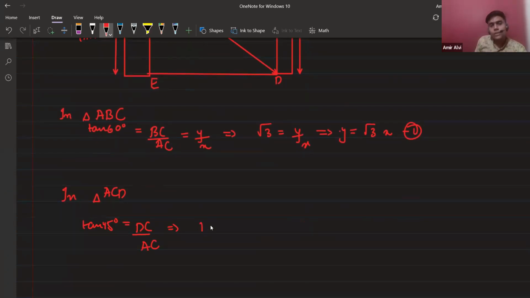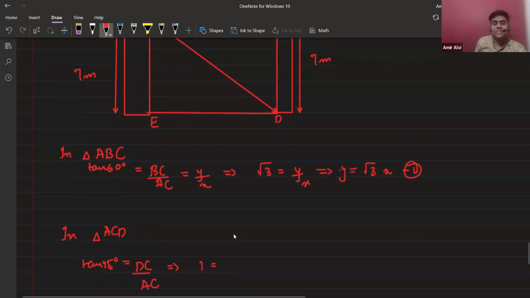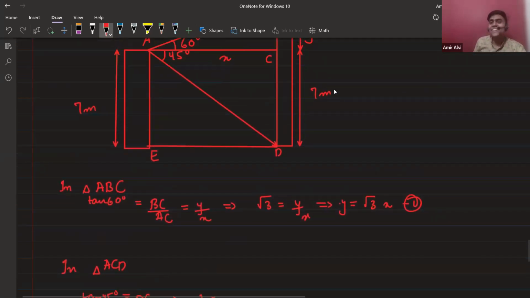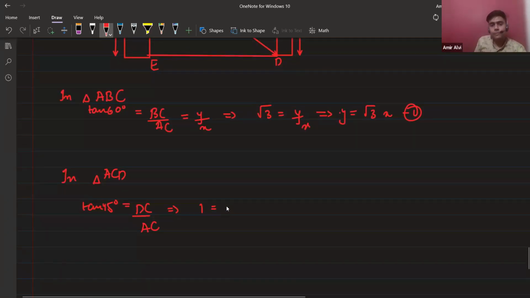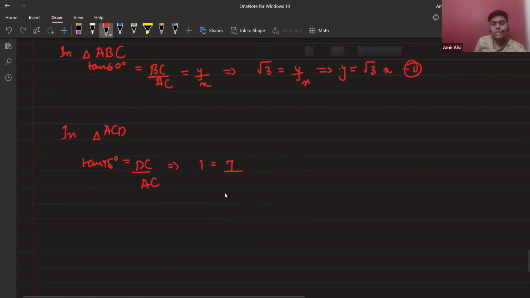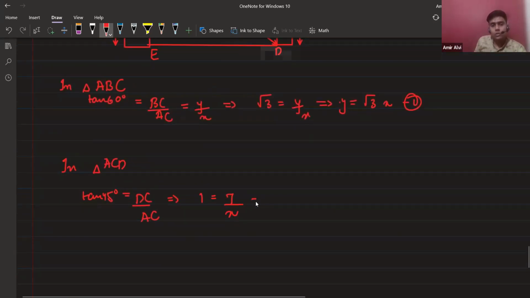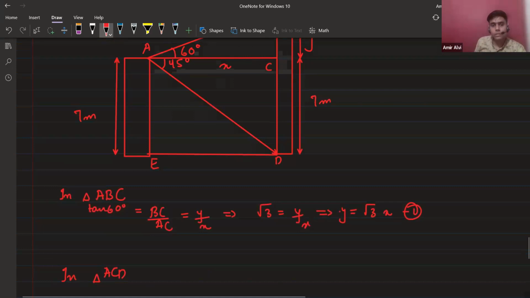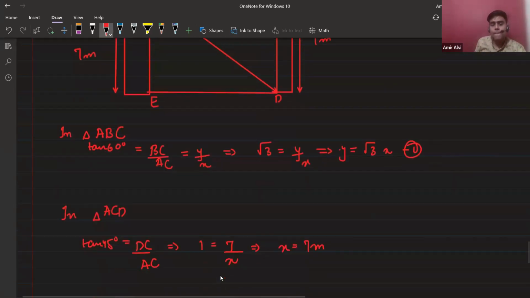So tan 45 is 1. Now I'm saying 1, so everybody says 1. Very good. So DC is 7, yes or no? Yes, sir. X is what? AC is what? X. So X will be equal to 7 meter. Yes or no? Yes, sir. Any doubt in this? No, sir.